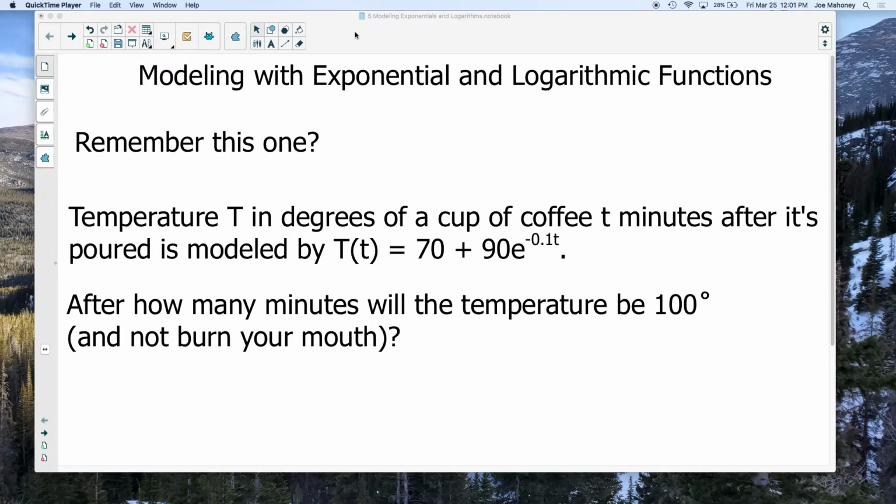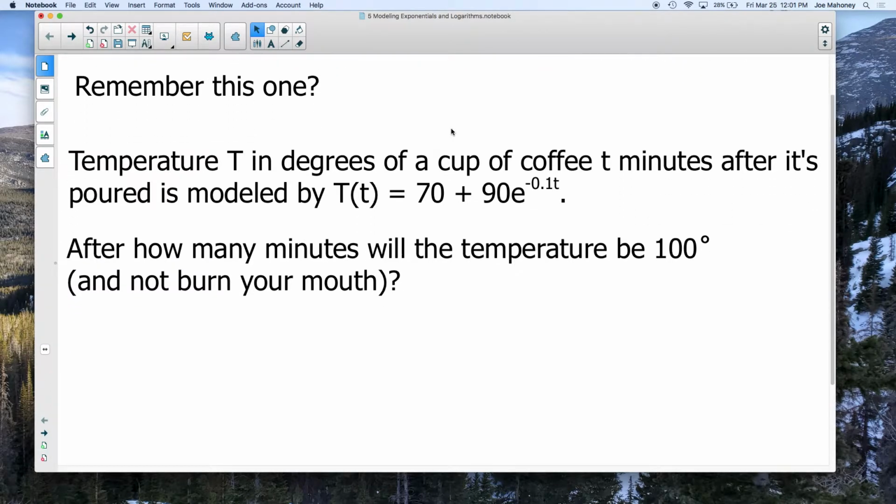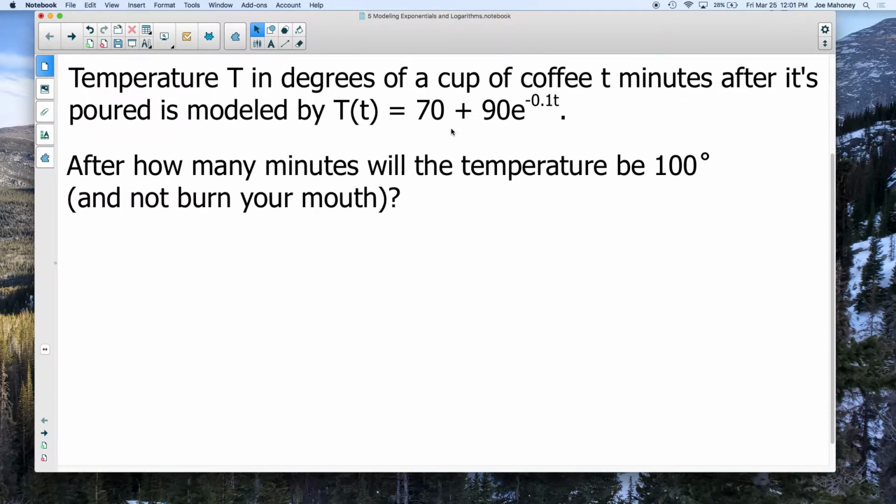So when we talk about modeling with exponential and logarithmic functions, what we're really talking about is using these types of equations to help model some real life phenomena. And we did one a couple classes ago where we had the temperature in degrees of a cup of coffee. And we wanted to figure out after how many minutes would the temperature be 100 degrees. And we solved it graphically before by graphing y equals 100 and then y equals the exponential and seeing where they cross.